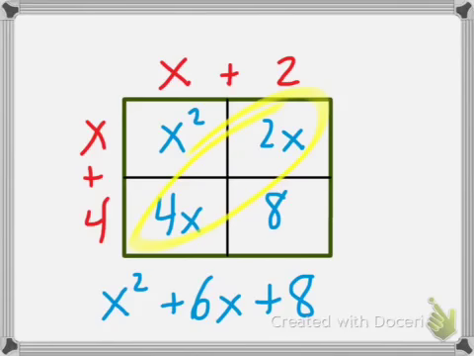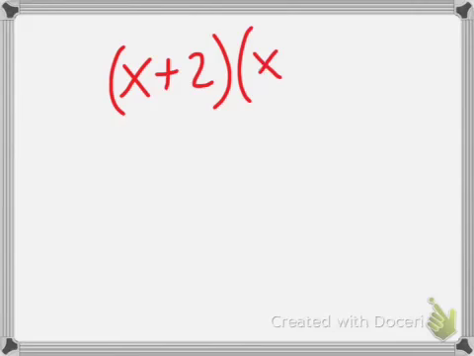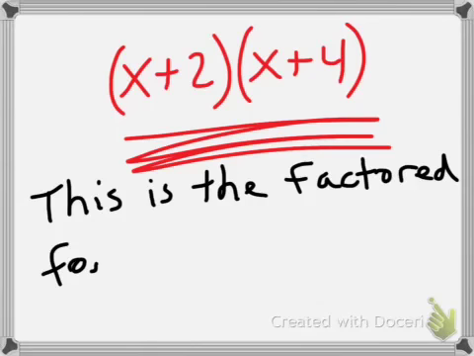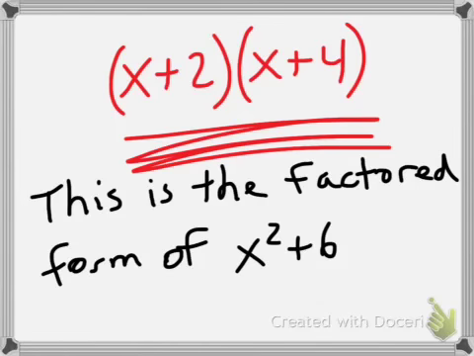Okay, let's look at how that looks as our final answer, x plus 2 times x plus 4, and that is the factored form of x squared plus 6x plus 8. That's the key word there, the factored form. Alright, let's look at another example.